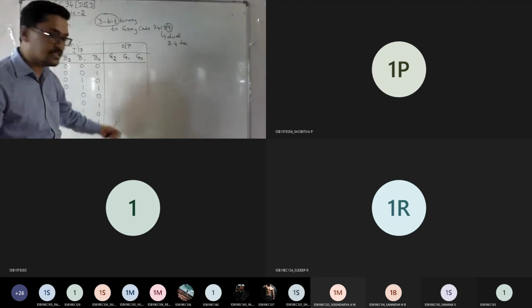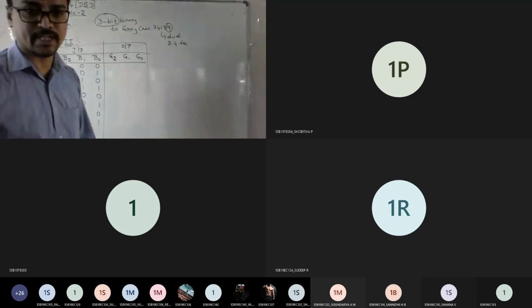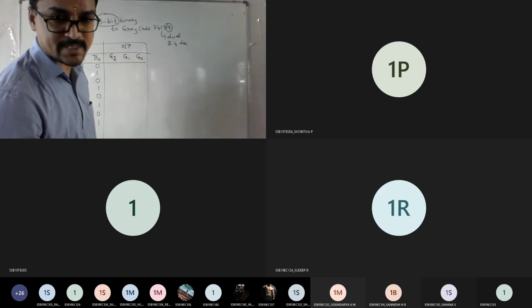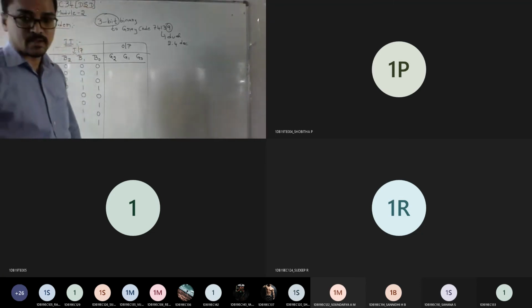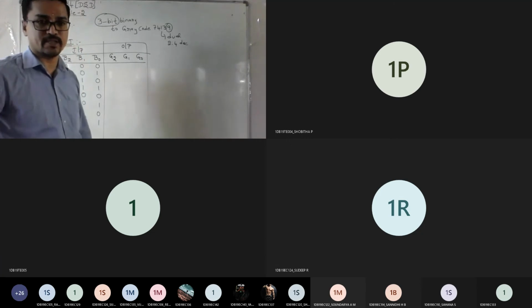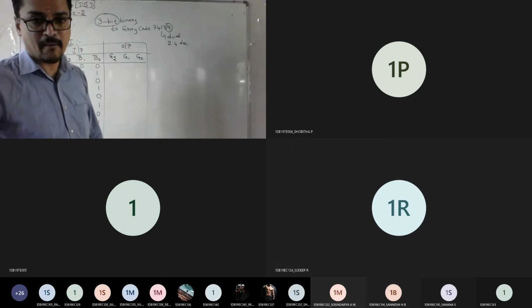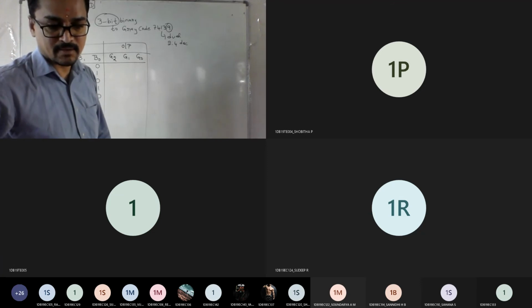See, unless until I fill this table, we can't implement this in your truth table. Agree? Using IC you can't implement, correct? So now tell me how to convert this. So what is the logic? We have to convert this. Anyone remember? Anybody remember?